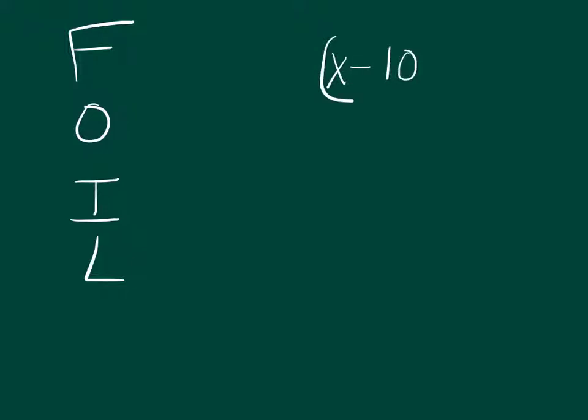Okay, so in this first video, we're going to talk about the FOIL method, F-O-I-L, the FOIL method for multiplying two binomials together. So if you have binomials like this, let's say x minus 10 times x plus 1, you can use the FOIL method, which is really just the distributive property of multiplication used in a way that's a little easier to remember.